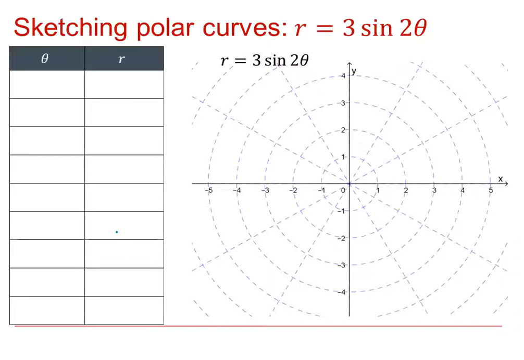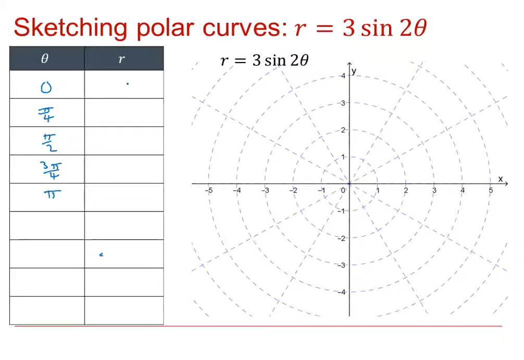So now we're going to look at a sketch of the curve r equals 3 sine 2 theta, and again I've chosen some values of theta which are going to help us extract valuable information: 0, pi by 4, pi by 2, 3 pi by 4, and the value of pi.